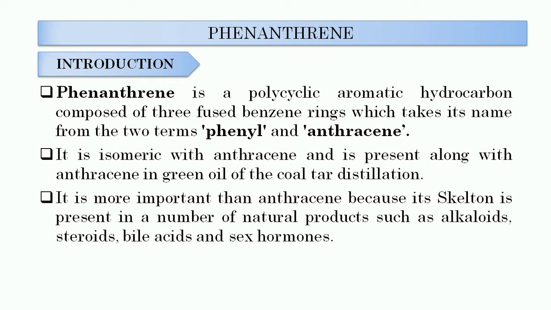Phenanthrene is isomeric with anthracene and it is also present along with anthracene in the green oil of coal tar distillation. Phenanthrene is more important as compared to anthracene because its skeleton is present in a number of natural products such as alkaloids, steroids, bile acids and sex hormones. So it is the simple introduction.